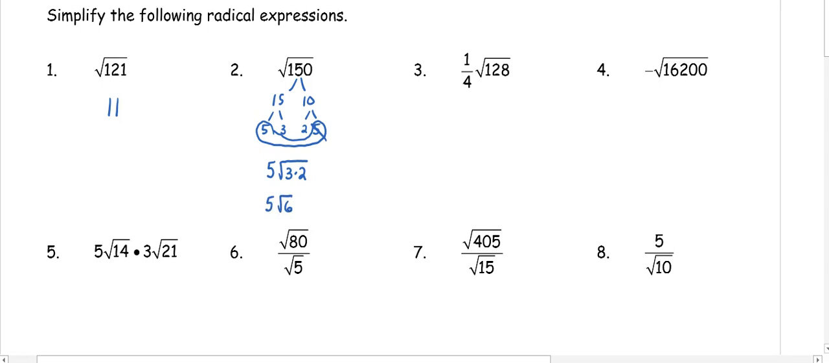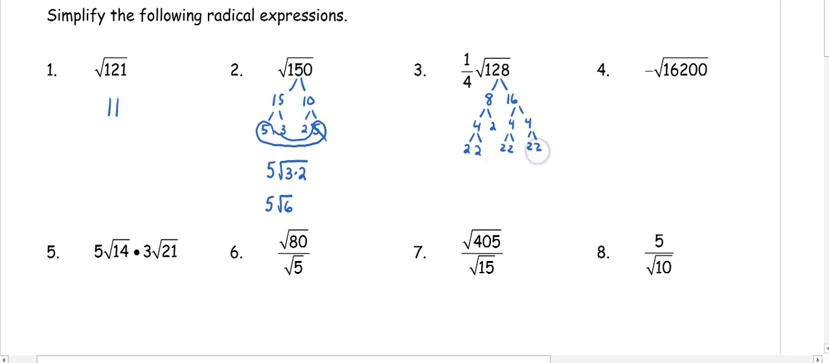In number 3, I need to break down the square root of 128 first, and then I'll deal with the 1/4. So 128 breaks down into 8 and 16. 8 breaks into 4 and 2. 4 breaks into 2 and 2. 16 breaks into 4 and 4. And each of those 4s breaks into a pair of 2s.